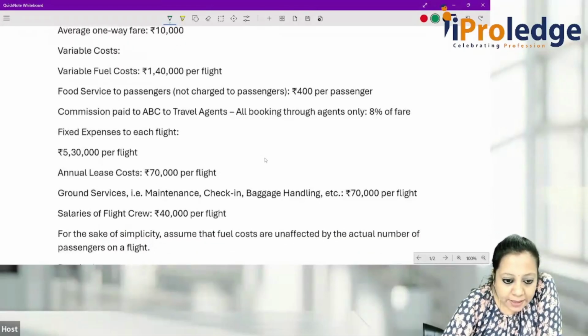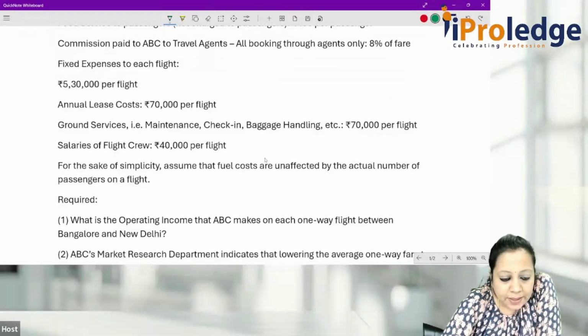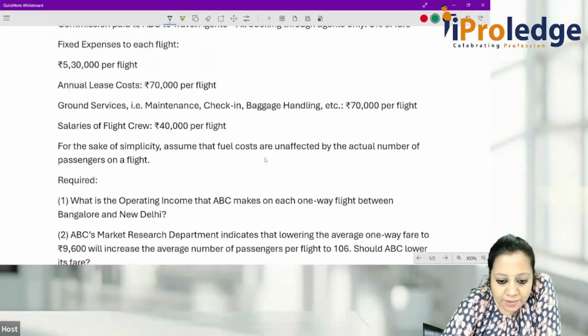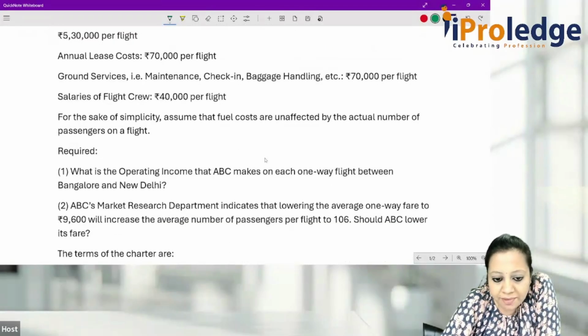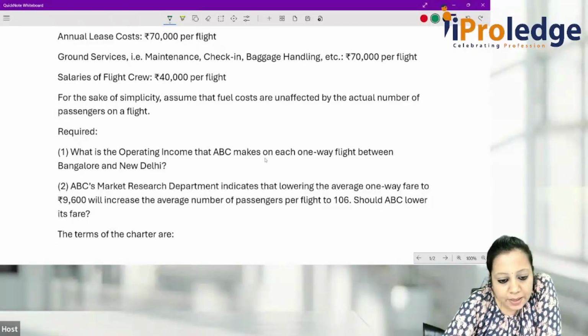Then they have said food service to passengers, not charged to passengers, is 400. Commission is given. Fixed expenses are given: lease cost, maintenance cost, salaries of flight crew. For the sake of simplicity, assume that fuel cost is unaffected by the actual number of passengers on a flight. Okay. So next is, what is operating income?